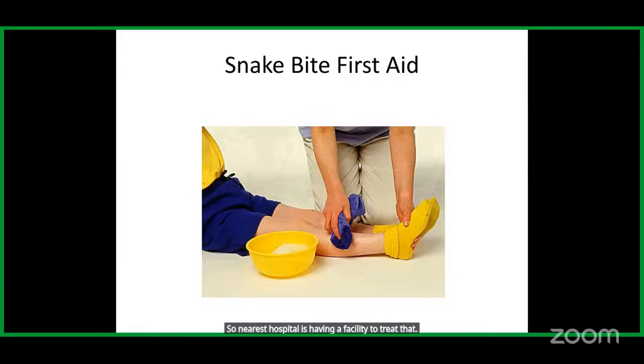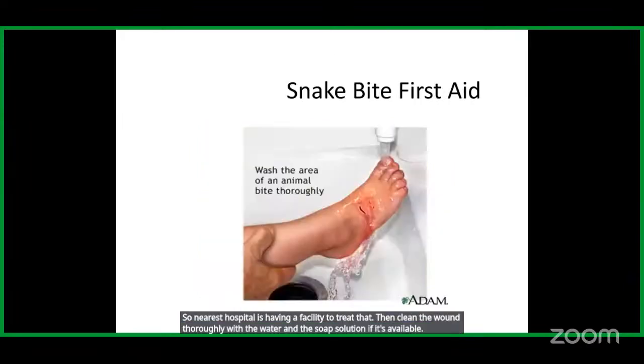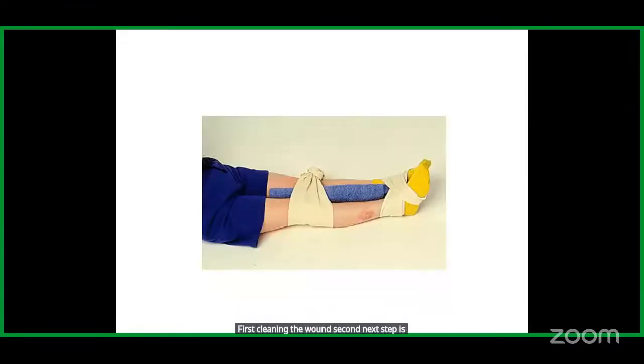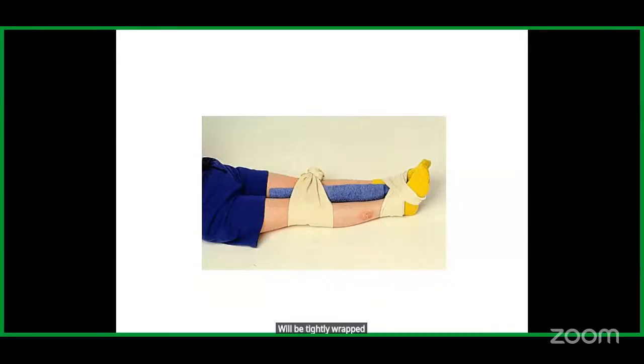Then clean the wound thoroughly with water and soap solution if it's available. If it's not available, go for the next step. First, cleaning the wound. Second, next step is immobilizing it. You may be surprised to see here both the legs we have tied. Immobilization is required to prevent the tissue absorption. The second thing, we will be using a cloth material or a crepe bandage or a roller bandage, tightly wrapped above the wound.